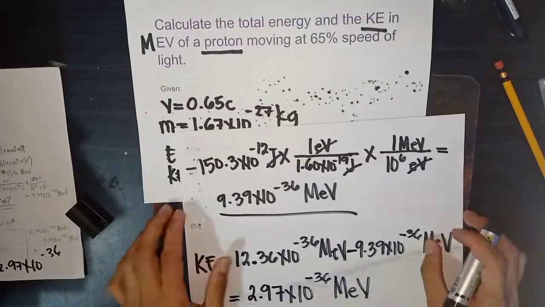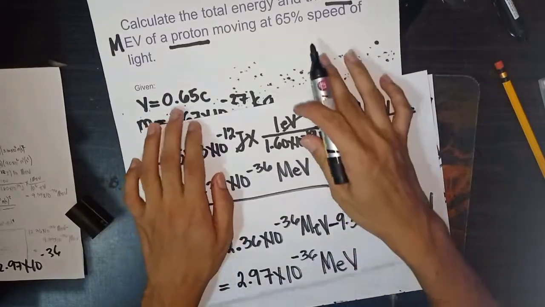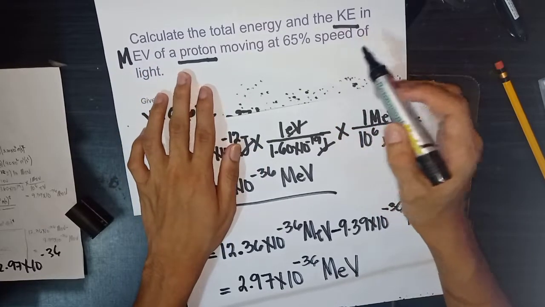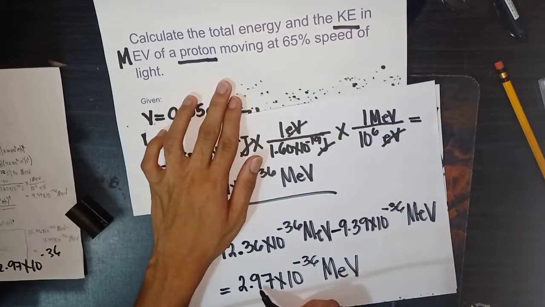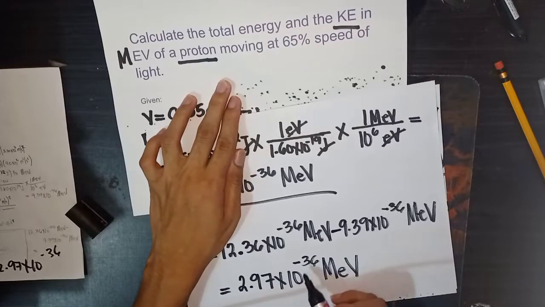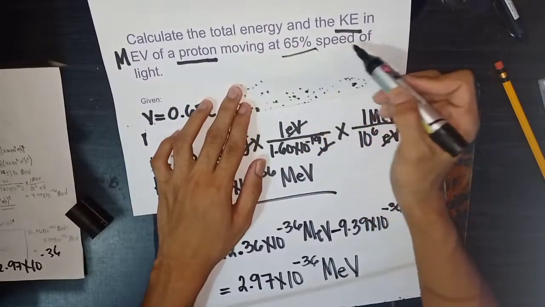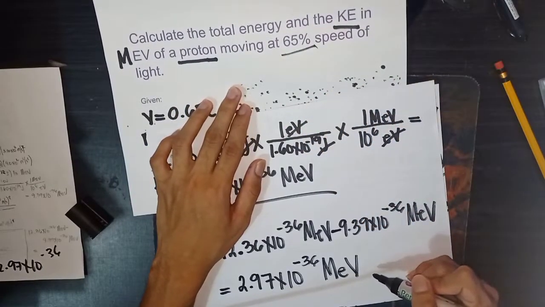So we have now our kinetic energy in mega electron volts of a proton, that is 2.97 times 10 raised to the power of negative 36 mega electron volts, moving at 65% the speed of light. In this video, you have learned about the relativistic energy and the equivalence of mass and energy. Thank you for watching, everyone.